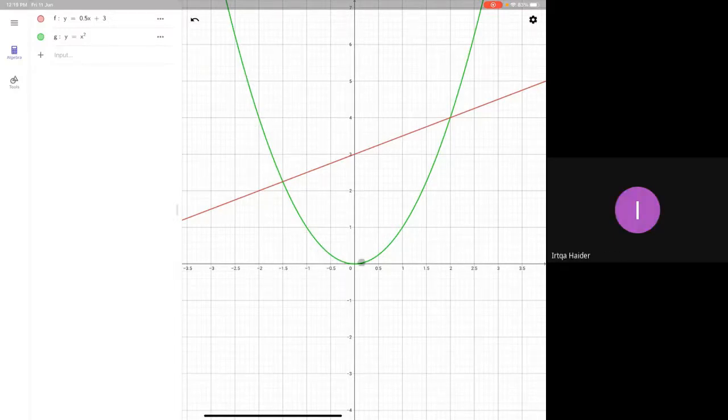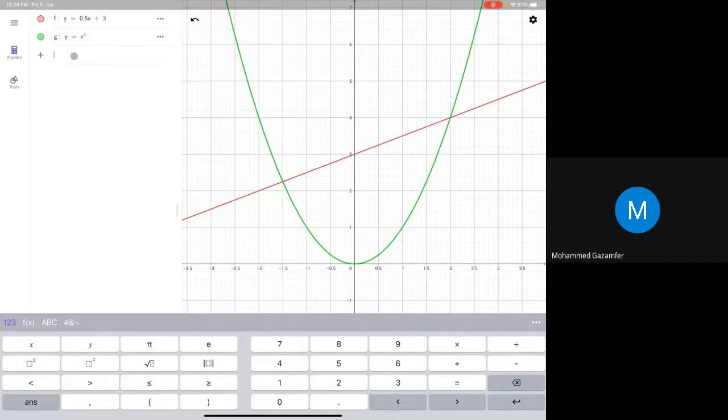That means what? This green colored graph, the graph of y equals x square, has varying slope. And its slope is 0 at 0. Its slope is positive on the positive side and its slope is negative on the negative side. Do you agree? Yes. Okay. Let me draw one more graph. y equals x cube. Now if you look at this graph, y equals x cube.